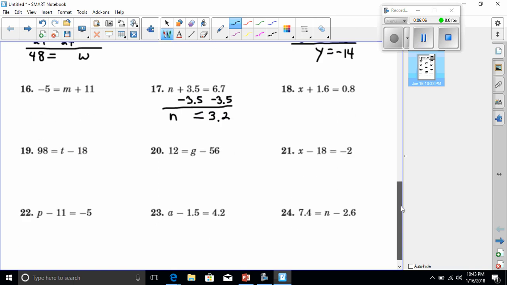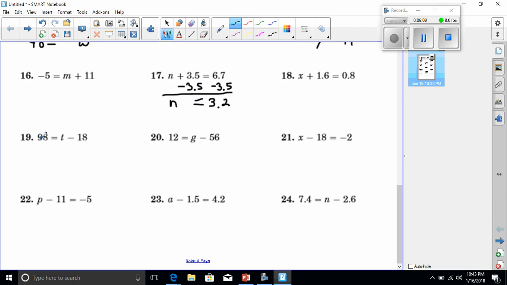All right, let's move down to number 19, where it says 98 equals t minus 18. I'm going to add 18 to this side, so it will become 0. But I have to add 18 to this side if I do it. And if I do, then I can say I have 18 minus 18, that's 0. The t comes down, and now I have 98 plus 18.